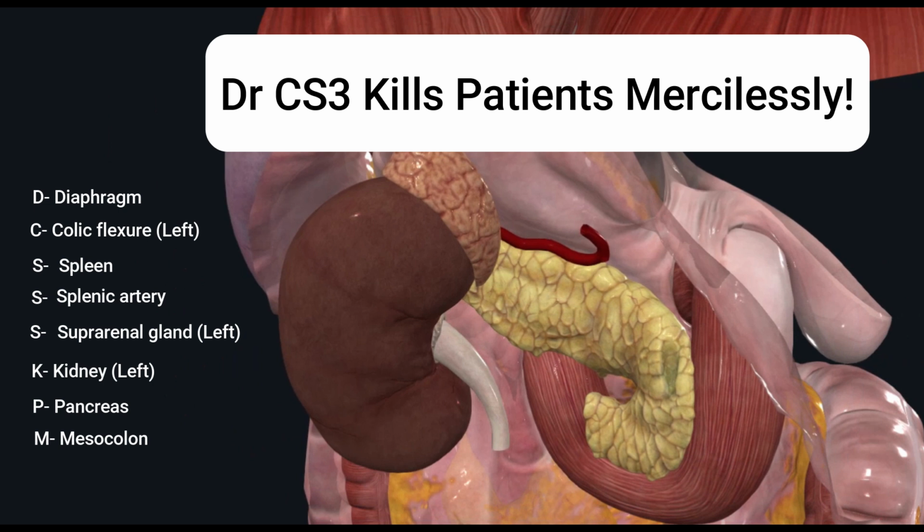So finally we have the diaphragm, the left colic flexure, the spleen, the splenic artery, the left suprarenal gland, the left kidney, the pancreas, and the mesocolon. So yep, this is how the stomach bed is formed. I hope you enjoyed this video, and this topic is very important for your exam.